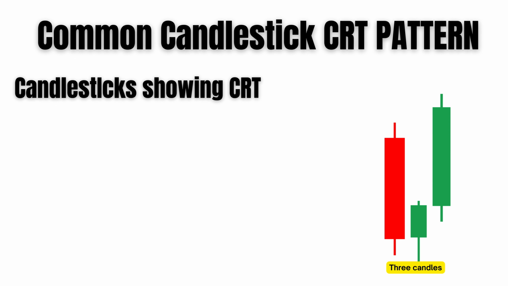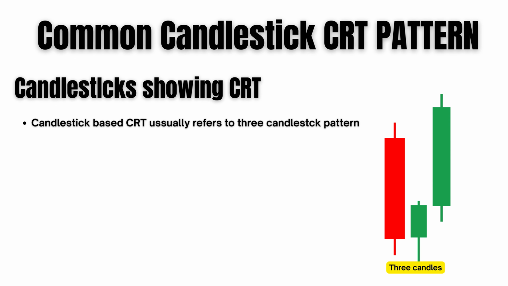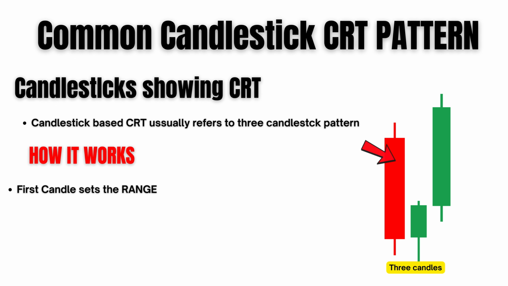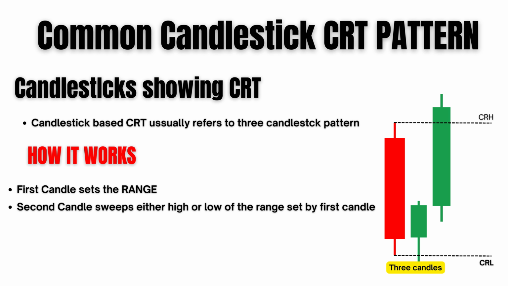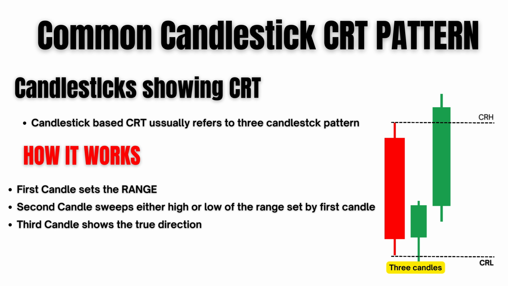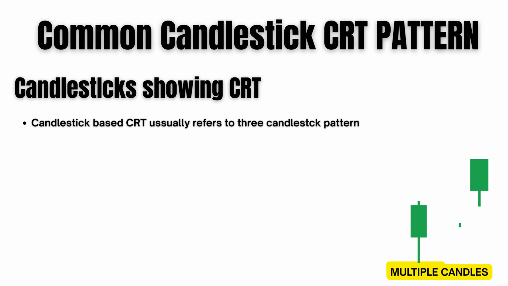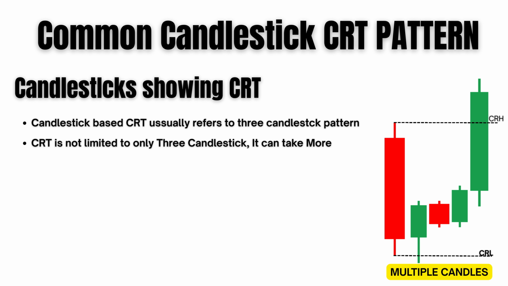Now let's look at the most common CRT setup, which often plays out in 3 candles. The first candle sets the range. The second candle sweeps either the high or the low of that range. The third candle breaks out, showing the true direction. This doesn't mean CRT is only limited to 3 candles. It can take more. But the 3-candle version is the cleanest and easiest to recognize.